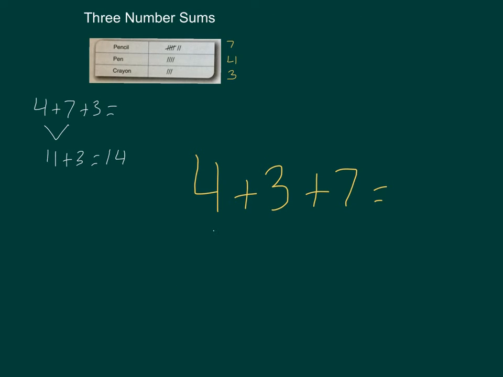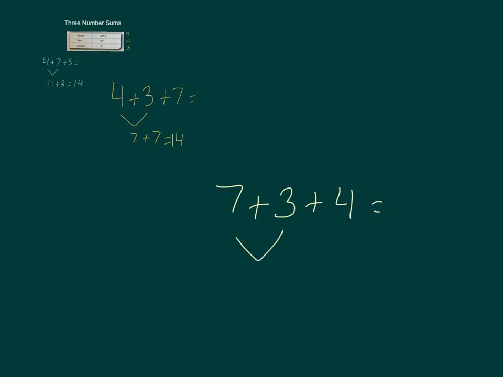A different option would be to start by adding 4 plus 3, which is 7. Then I can do 7 plus 7, which is a doubles problem. 7 plus 7 is 14. So again, I have 14 school supplies. I used a different strategy, but I still got the same answer. Another strategy would be to do 7 plus 3, which equals 10. And then 10 plus 4, which equals 14. So again, I'm getting the same answer of 14 school supplies, but I'm using a different strategy.